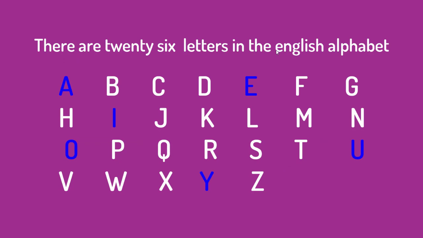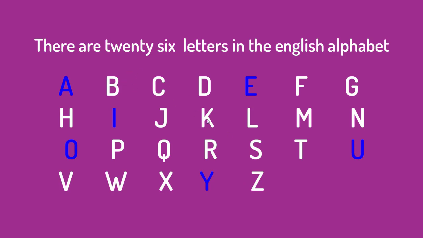There are 26 letters in the English alphabet: A, B, C, D, E, F, G, H, I, J, K, L, M, N, O, P, Q, R, S, T, U, V, W, X, Y, Z.